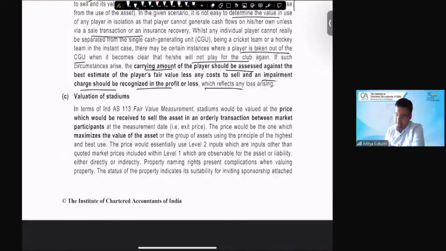Valuation of stadiums. Stadiums in line with Ind AS 113 would be valued at the price to sell the asset in an orderly transaction between market participants. The price would be the one which maximizes the value of the asset, and it would essentially use level 2 inputs, which are quoted market prices plus certain observable inputs either directly or indirectly. Property naming rights present complications when valuing the property.